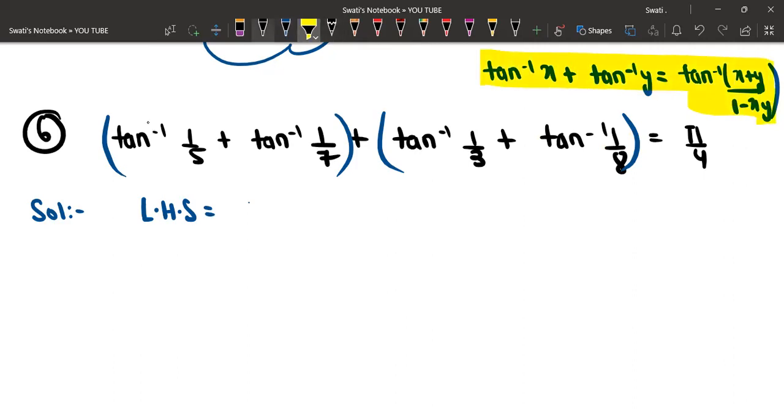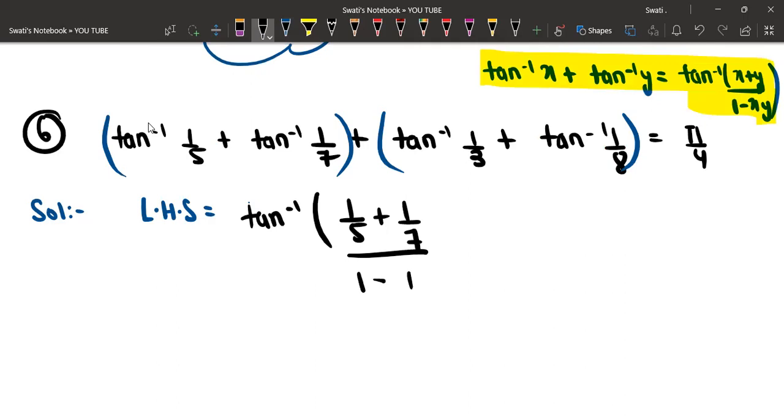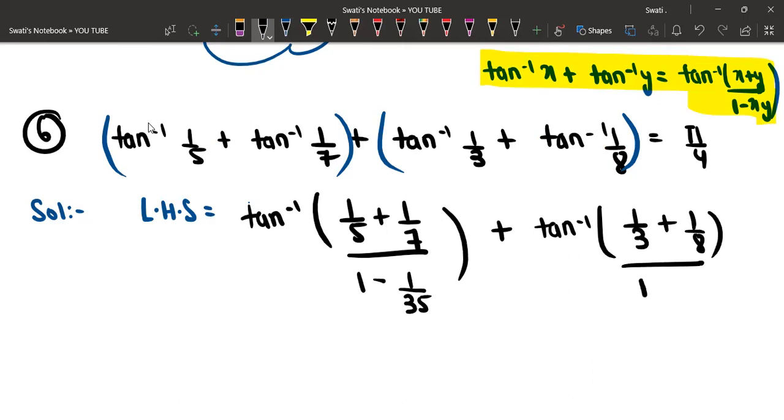So yes, using this formula, clearly this will become tan inverse (x plus y) upon (1 minus xy), that means (1/5 plus 1/7) upon (1 minus 1/5 times 1/7), that is 1 upon 35, right? And then in place of tan inverse 3 plus tan inverse 1/8, again using the formula, it will become tan inverse (x plus y) upon (1 minus xy), that is (1/3 plus 1/8) upon (1 minus 1/3 times 1/8), that is 1 upon 24.